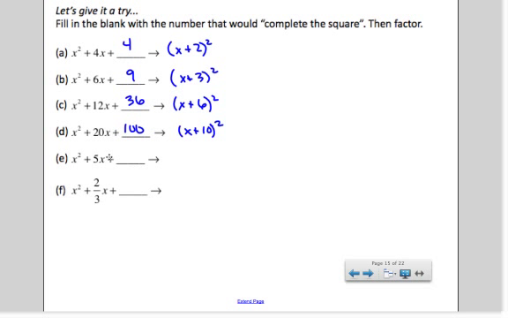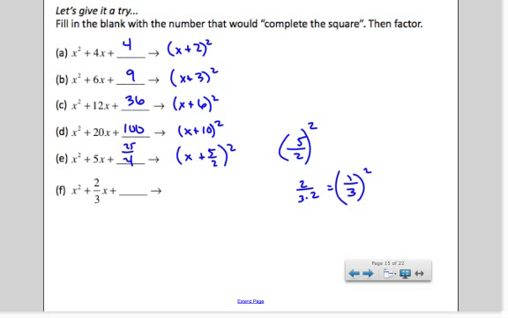This one is a little trickier because you have to divide 5 by 2, and that doesn't simplify, so you square it, and that's 25 over 4, which equals x plus 5 halves squared. And this one right here, the 2/3 divided by 2 is 1/3, and then I'm going to square it. So that's 1/9. So that gives me x plus 1/3 squared. Now, if I had a minus here, then this would just change the middle term here, okay? So that's where the minus comes in.